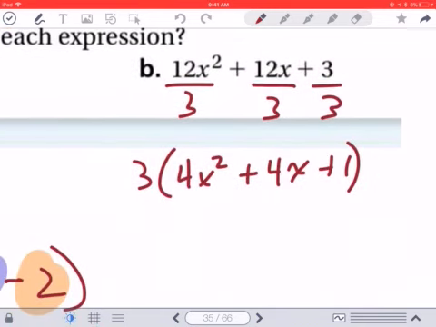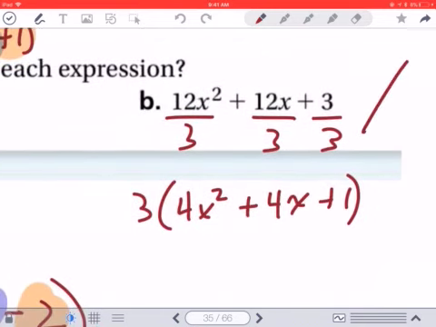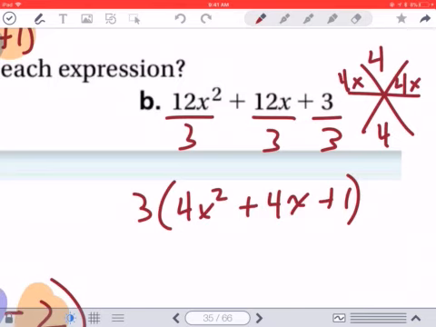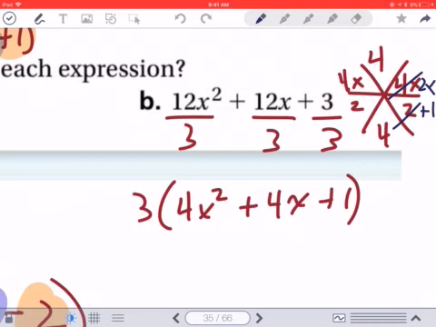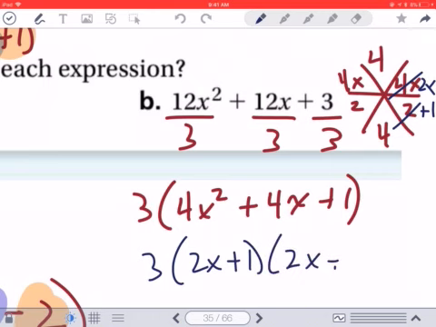Okay, and you always have to try this. If I try the x method here, I know my a value is 4, and 4 times 1, a times c, is going to be 4. This is 4. This is 4x. This is 4x. What multiplies to 4 and adds to 4 is going to be 2. Okay, and then I can reduce these right here. I'll squeeze it in. So this is going to be 2x plus 1. So I can write 2x plus 1 times 2x plus 1.